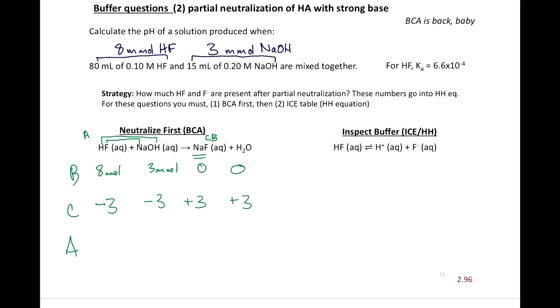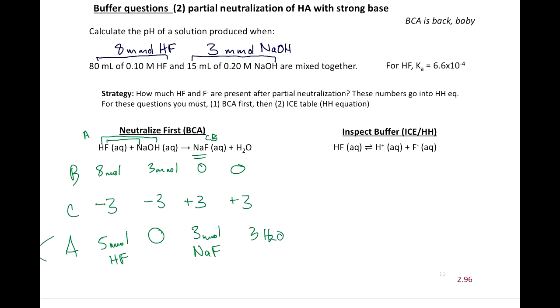right? So notice that ICE tables and BCA tables, they're vastly different. ICE tables, they only move, forward or back an X amount. But with BCA tables, they move completely in the forward direction. So we see after this neutralization reaction, we have 5 millimoles of HF. We have no sodium hydroxide left. And then we have 3 millimoles of NaF. And then we have 3 millimoles of water, but who cares about that? All right, it's not affecting our pH.